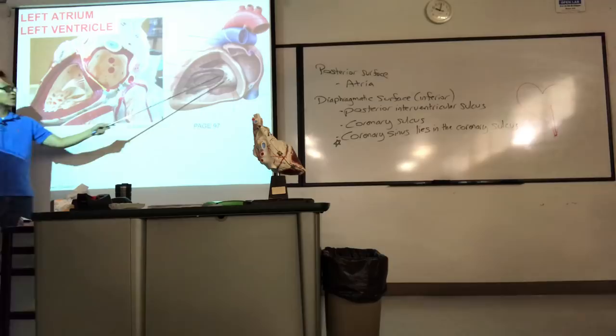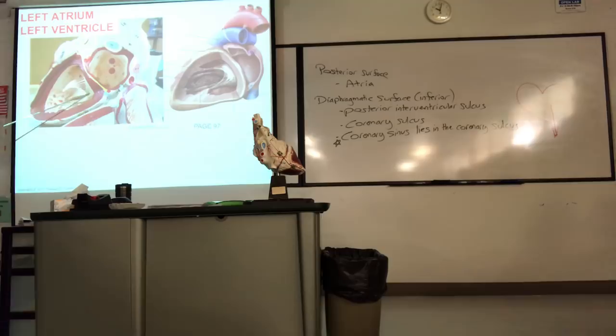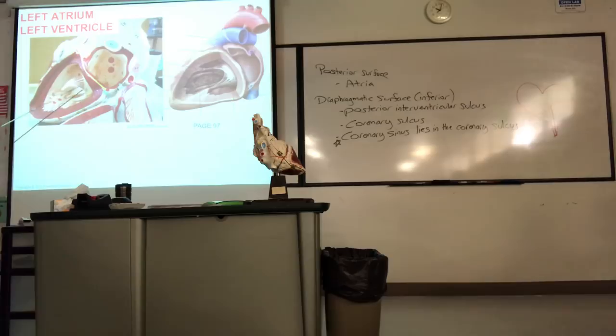Left atrium, left ventricle, identify valve. The bicuspid. See these strings? Those are the chordae tendineae. And then you also see the trabeculae carneae. Right? So some things there. If you look inside on this model, I see two red holes. What do you think those are for?